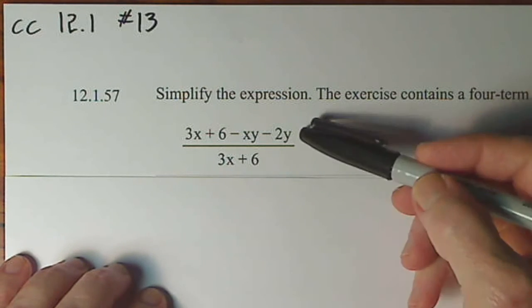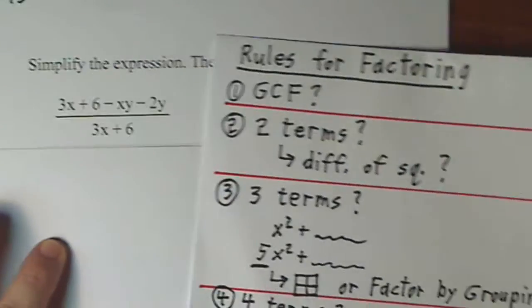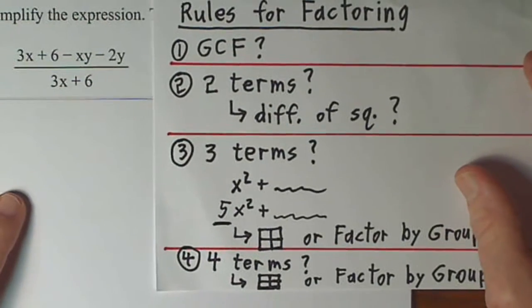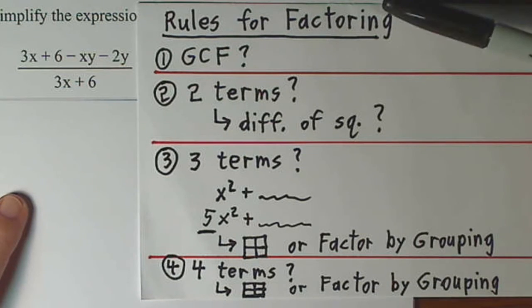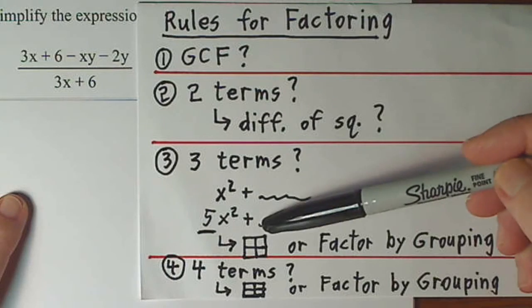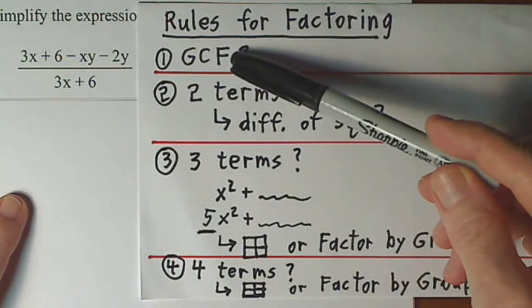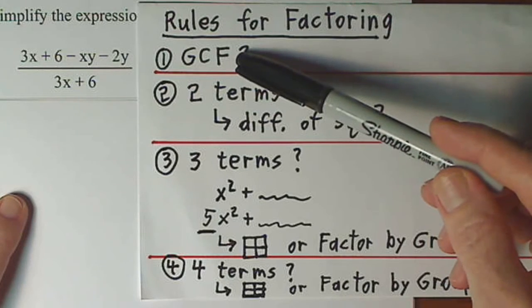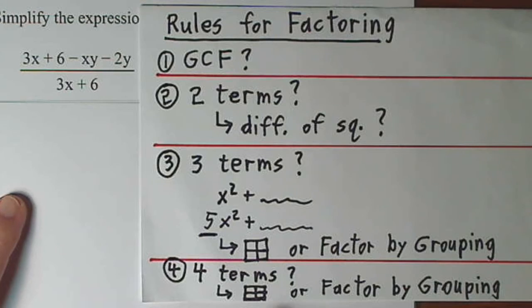So we're going to try to factor the numerator, we're going to try to factor the denominator, and we hope for common factors. Whenever we're trying to factor, we'll refer to some rules for factoring. We look for the GCF, pay attention to how many terms there are, and in this case, for the denominator, we have a GCF. We won't be able to go any further than that. For the numerator, we have 4 terms. We could use the box method or factor by grouping.